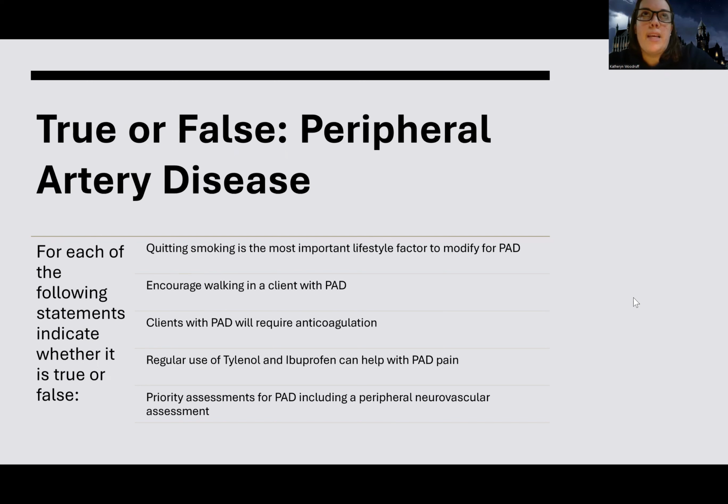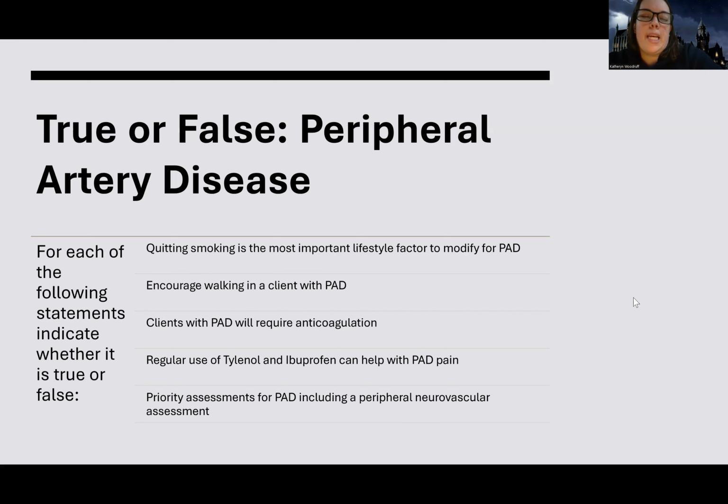You might say, oh, they need better diet, decrease cholesterol, lose weight, decrease their blood pressure, and all those things help. But research has shown that the most modifiable and the most helpful factor to change for PAD is going to be quitting smoking. It's not going to change the fact that they're at risk for PAD, but it's definitely going to help to improve their outcomes.